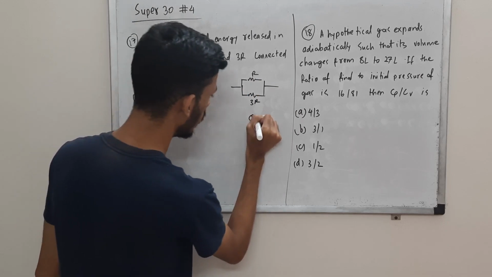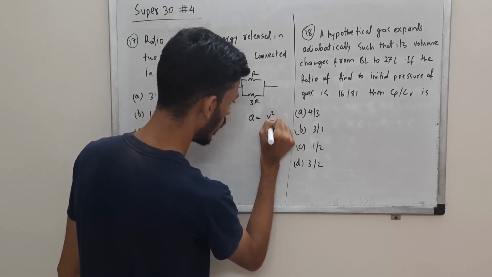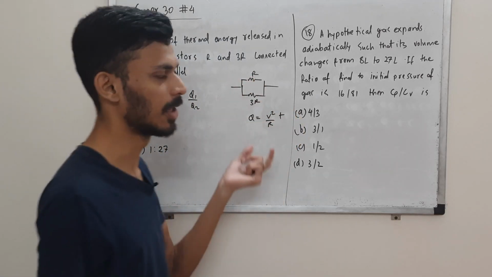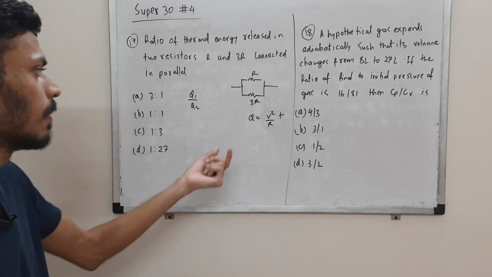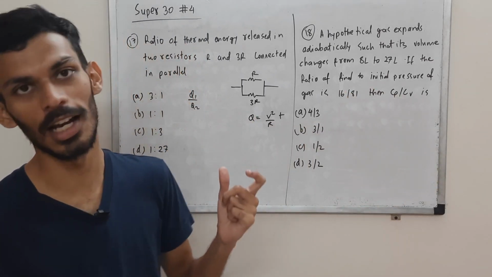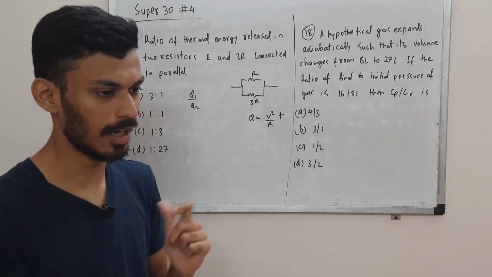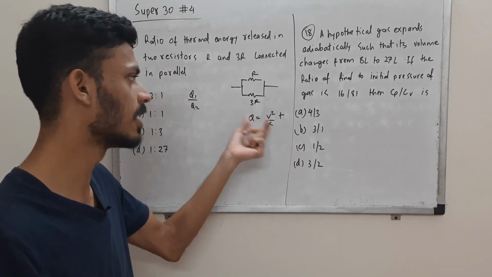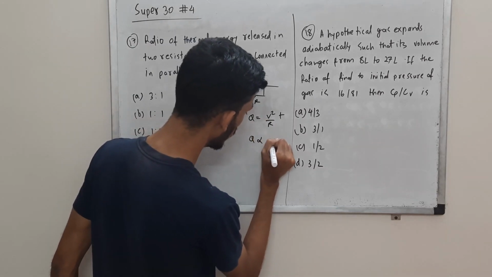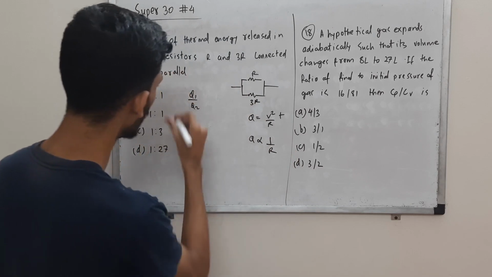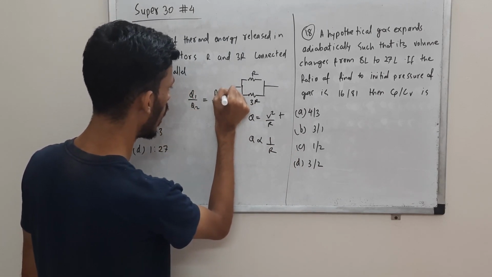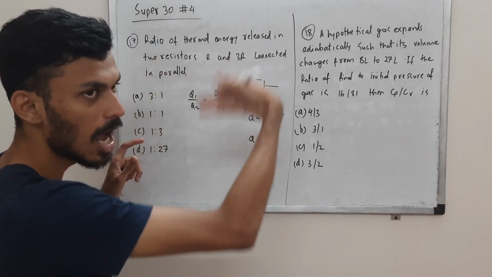Q is basically V squared by R into T. I'm using this format because here the voltage is the same, right? They are connected in parallel, so voltage is the same. So V will cancel, but if you take I squared R T, then you have to consider the current in the first one and the second one, and accordingly do it. This is a better format to use. You can make out from here that Q is inversely proportional to R. So Q1 by Q2 will be R1 in the denominator and R2 in the numerator. So Q1 by Q2 is R2 by R1.